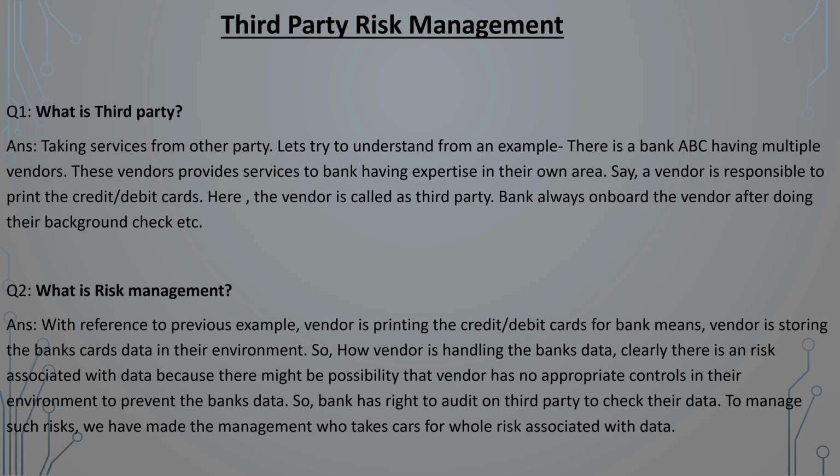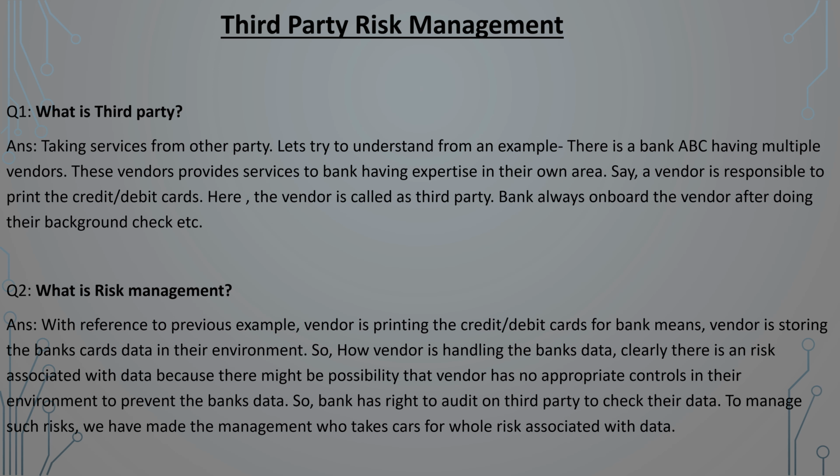So let's begin, friends. What is a third party? That is TPRM, third party risk management. So the first one is, what is the third party? Very simply, taking services from another party. Let's try to understand with an example here. There is a bank ABC having multiple vendors. These vendors provide services to the bank, having expertise in their own area. Let's suppose a vendor is responsible for printing the credit and debit cards. Here the vendor who is printing the credit and debit cards is considered the third party.